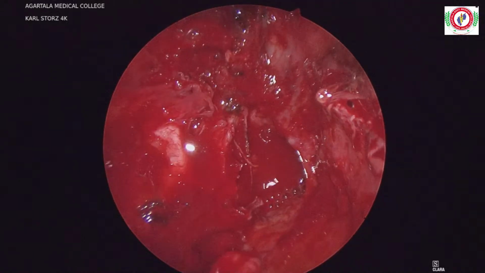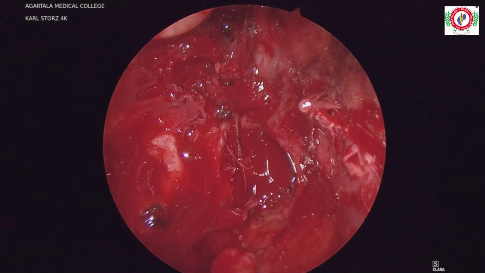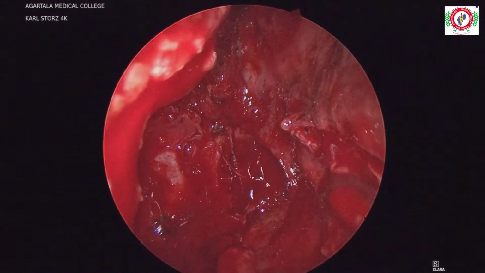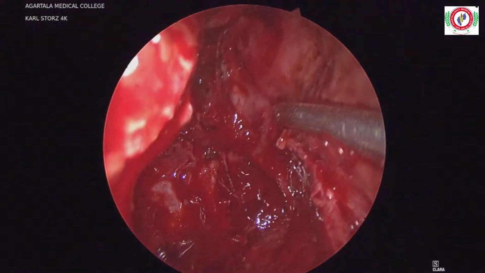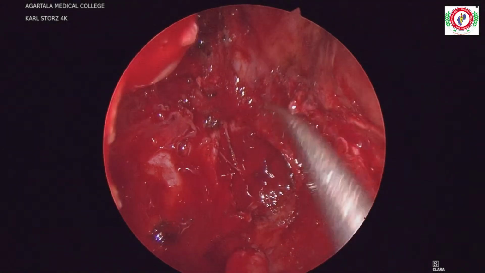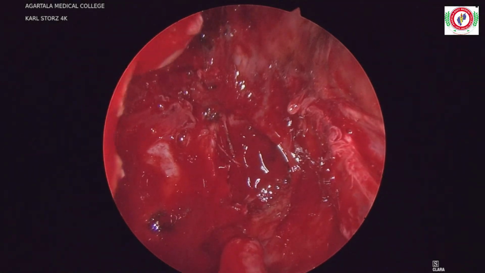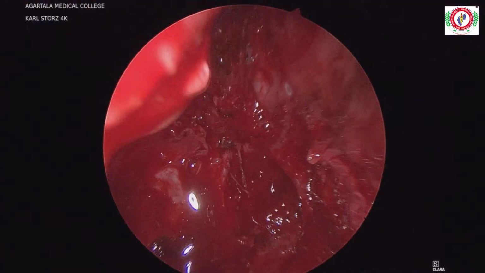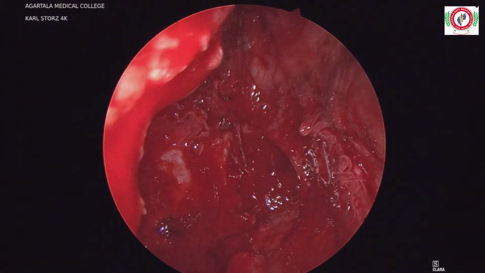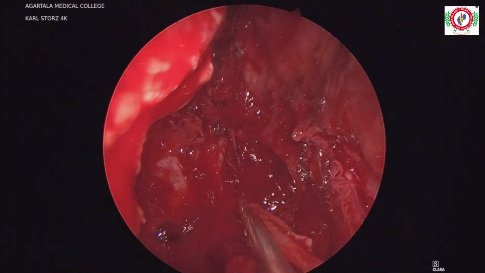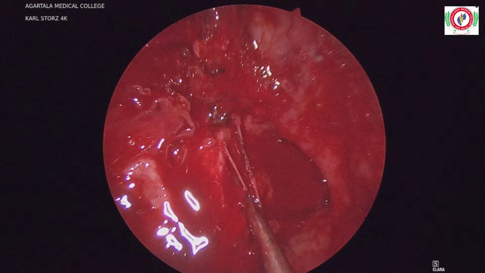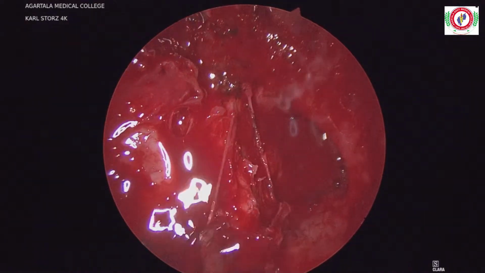Suction. Elevator. For the second case, let somebody take the patient, and let them start the second case preparation, to save the time. Thin suction. Final pack, okay? Sir, ready.